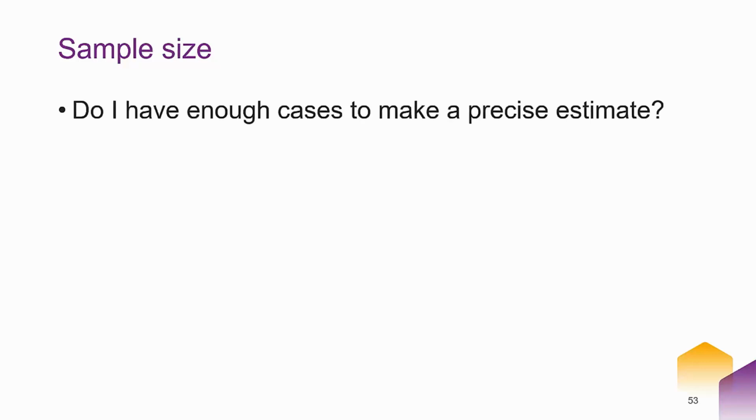Finally, you need to think about whether you have enough cases to make a precise estimate. So for example, the Crime Survey for England and Wales, which we looked at, had a very large sample size, which should allow you to make precise estimates. However, with smaller samples and analysis of smaller subpopulations, so for example, say you're cutting your data set down to study only a particular group of people, you might not have enough cases in your sample to make precise estimates.